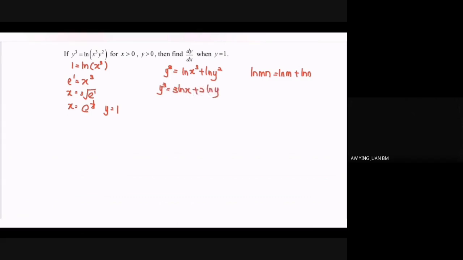Next, we're going to differentiate the equation with respect to x. Differentiate y cubed, so we will have 3y squared dy/dx equals 3 differentiate ln x, we will have 1 over x, plus 2 differentiate ln y, we will have 1 over y, times dy/dx. Finally, we simplify, or we can substitute the value into the equation. So we have 3 dy/dx equals 3 times 1 over e to the power of 1 over 3 plus 2 dy/dx. So rearrange and simplify.